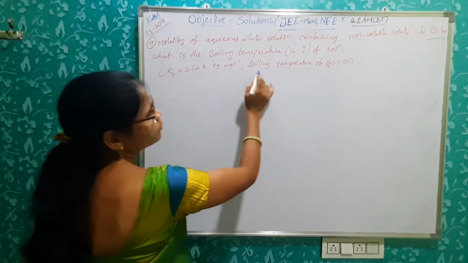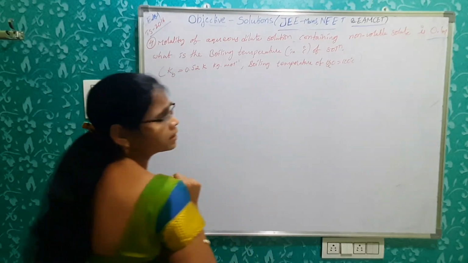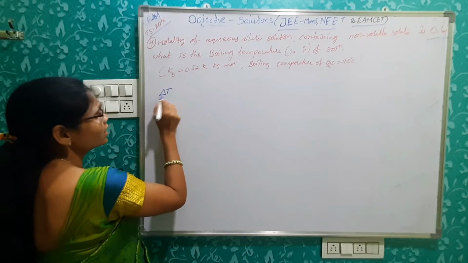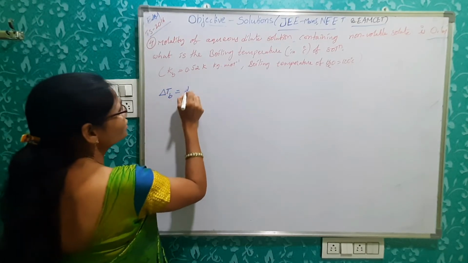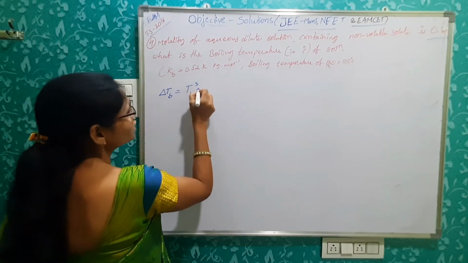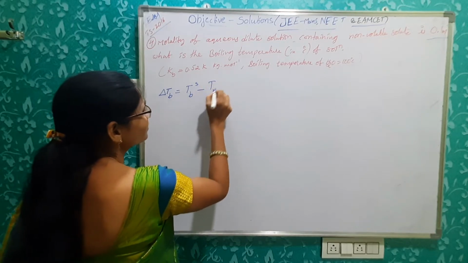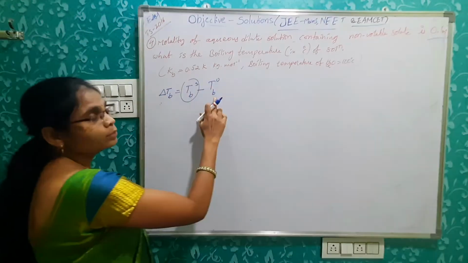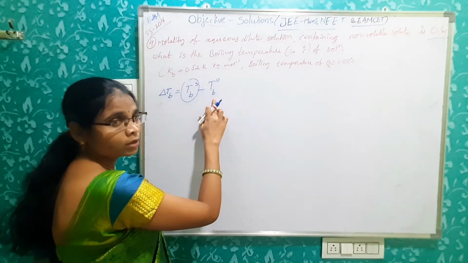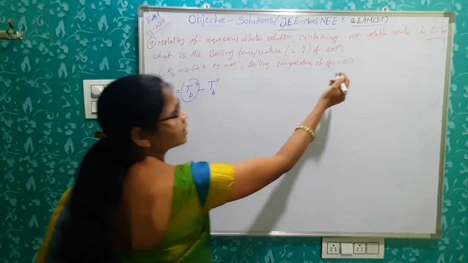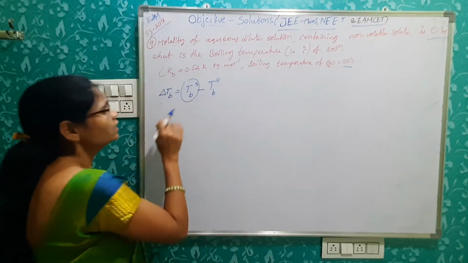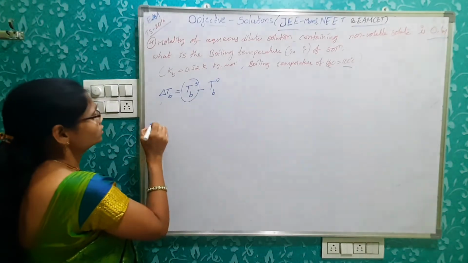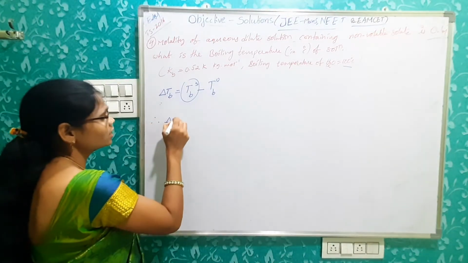So Kb is given, boiling temperature of water 100 degrees Celsius. So elevation in boiling point delta Tb is equal to boiling point of solution minus boiling point of solvent. So we have to calculate this. Pure solvent means water, boiling point T0 B is given as 100 degrees Celsius, but delta Tb we have to calculate. Okay. So one more formula for delta Tb.